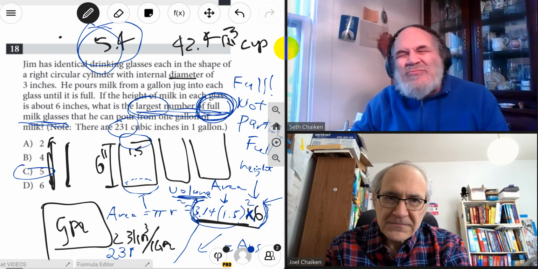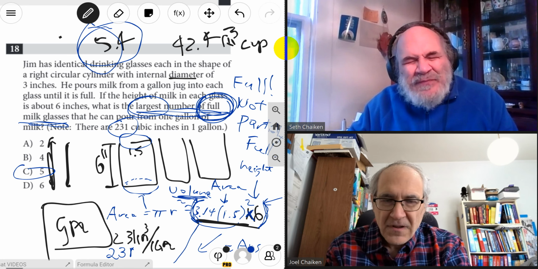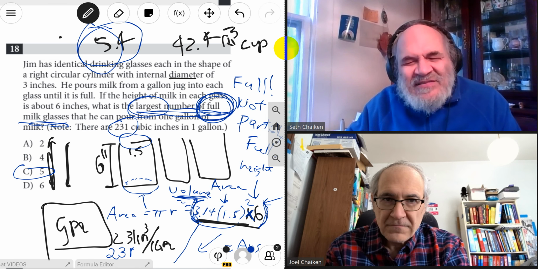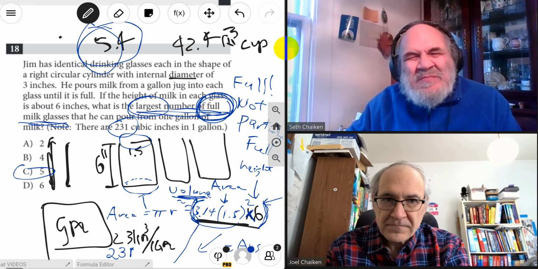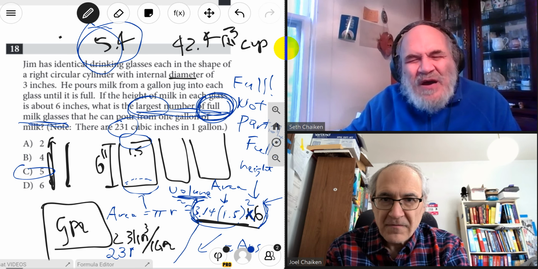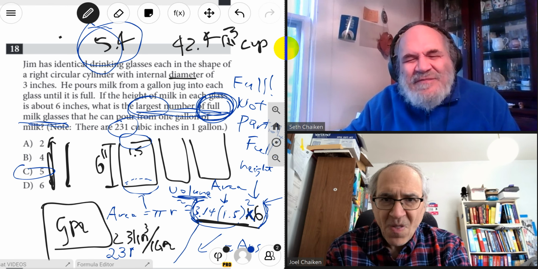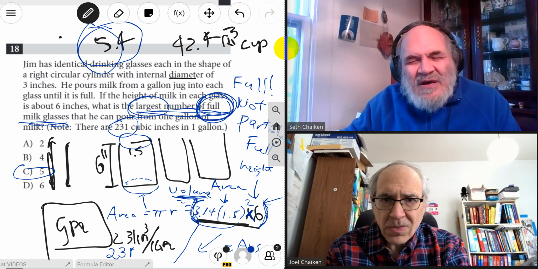I didn't talk about rounding down. I just thought about filling the glasses and what the division means. This means that 5 quantities of a full glass fit into the gallon, and then there's some left over.